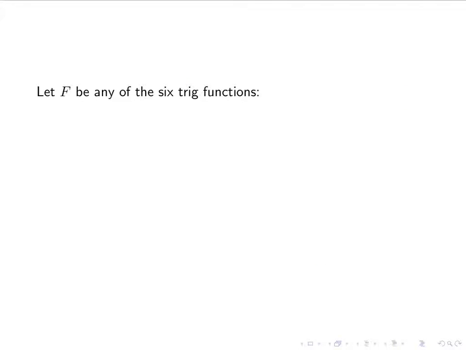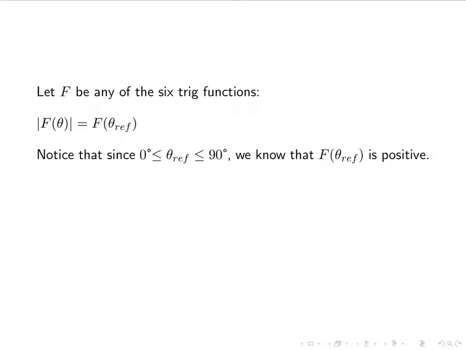Now here comes the point of why do we care about this reference angle. Let f be any of the 6 trig functions: sine, cosine, tangent, secant, cosecant, cotangent. If I take the absolute value of a trig function of my angle, it is equal to the same trig function of the reference angle. Now again, theta reference is between 0 and 90, so the trig function of my reference angle is positive, and so that's why we have the absolute value there.